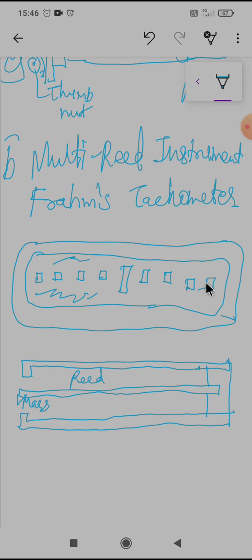Whichever reed is closest to the frequency will have maximum amplitude, while other reeds would hardly move. The frequency of this reed would then be the frequency of the vibrating body. It works on the principle of resonance, where both frequencies match. So the frequency of the reed would be considered the frequency of the vibrating body, and the swinging white tip can easily be observed against a dark interior.